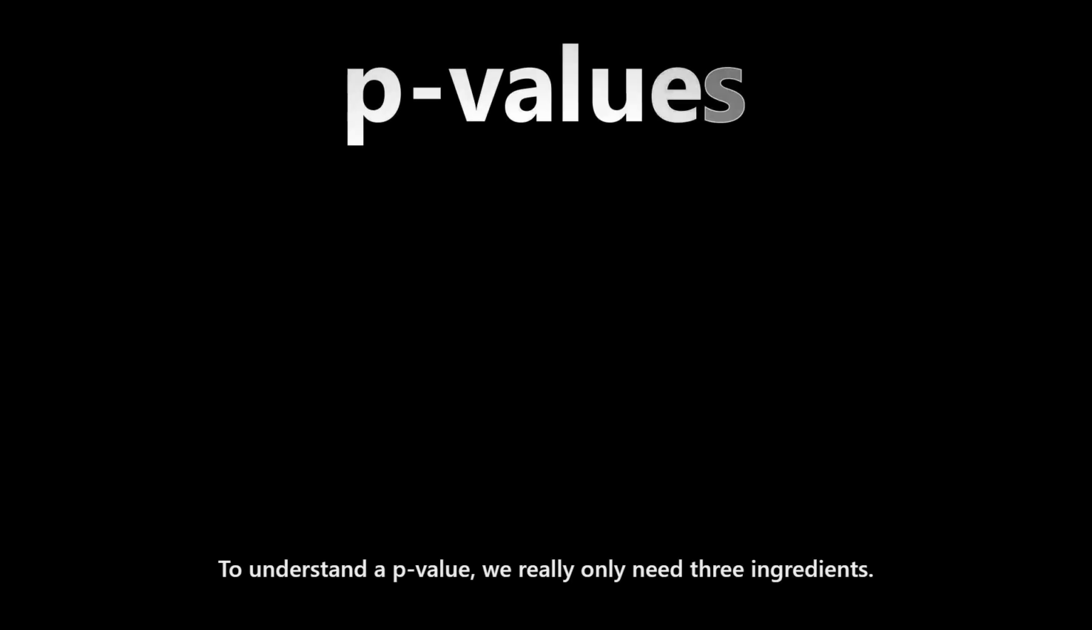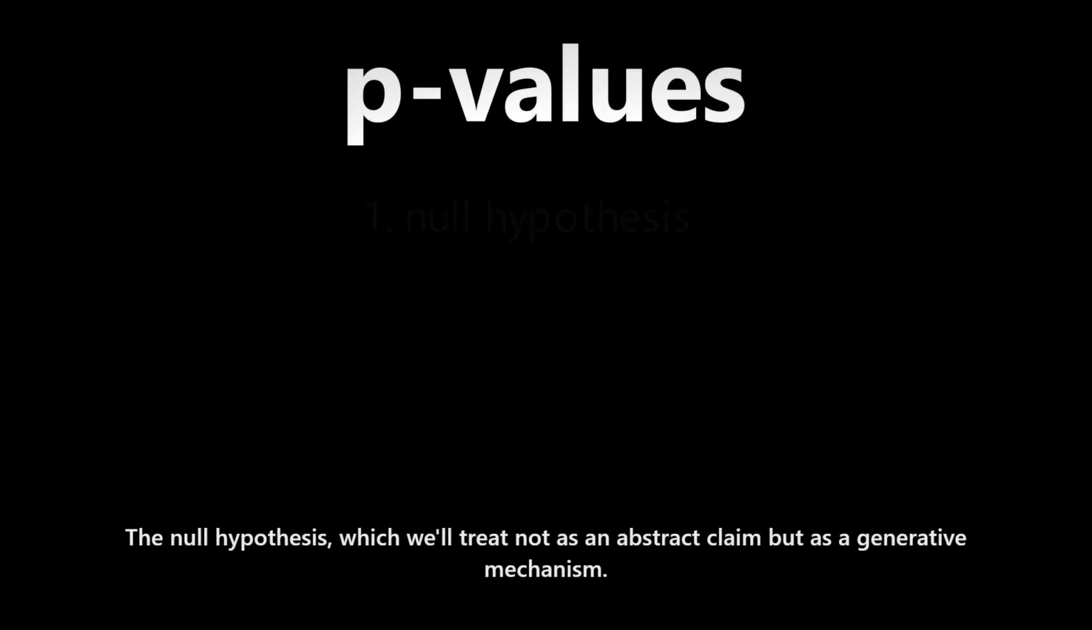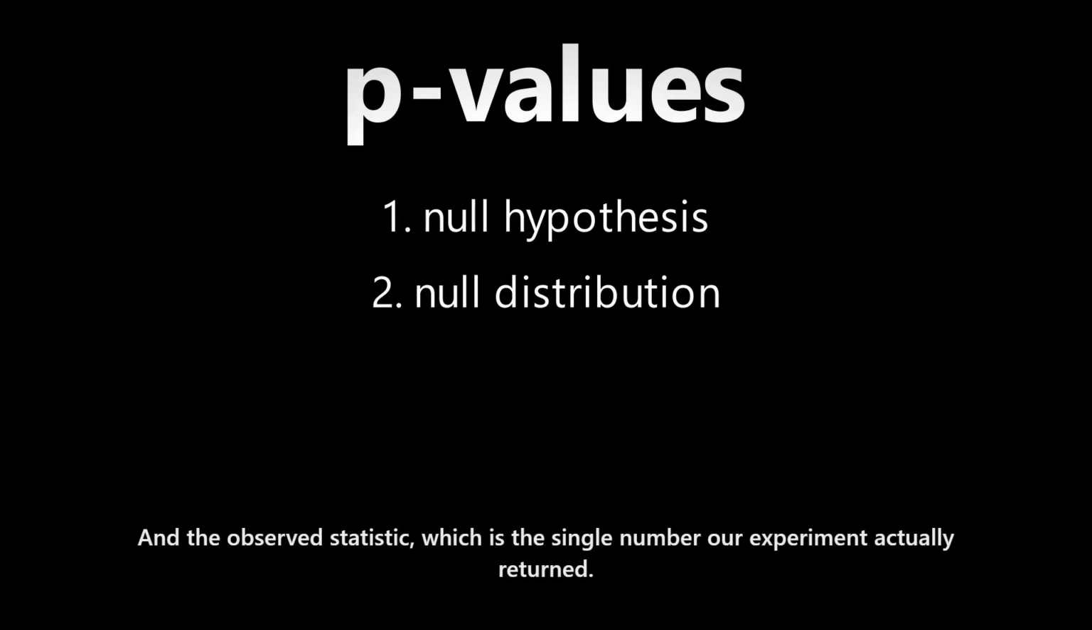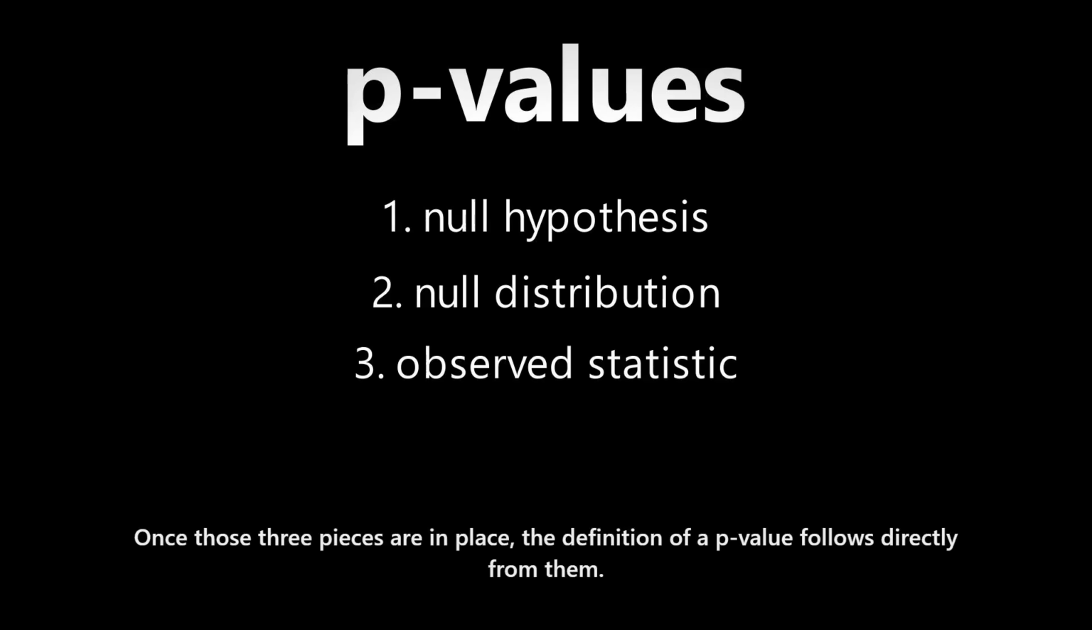To understand a p-value, we really only need three ingredients: the null hypothesis, which we'll treat not as an abstract claim, but as a generative mechanism; the null distribution, which is the set of outcomes that mechanism produces; and the observed statistic, which is the single number our experiment actually returned. Once those three pieces are in place, the definition of a p-value follows directly from them.